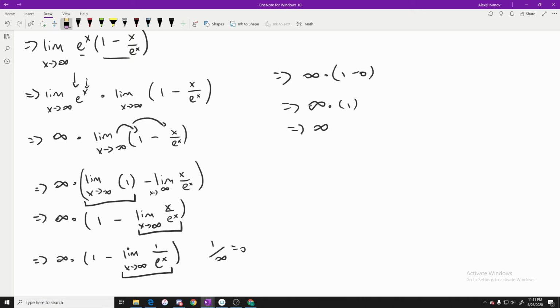Sorry, I shouldn't be putting these arrows. It should actually be an equal sign. We have solved the limit using L'Hospital's Rule and the indeterminate differences.